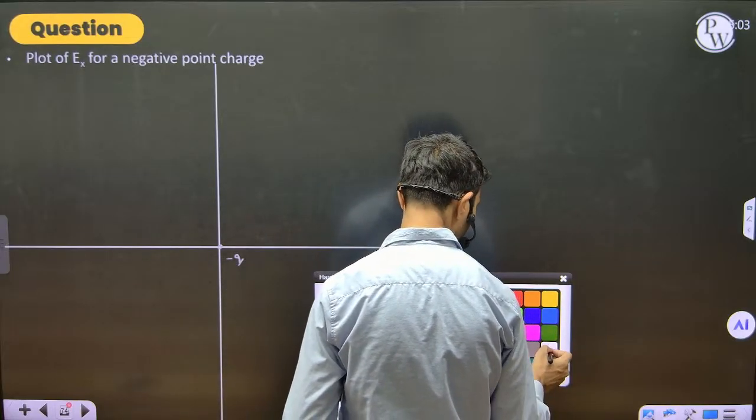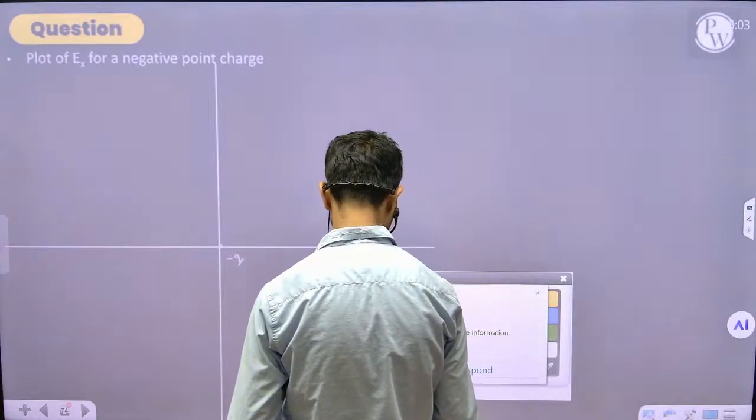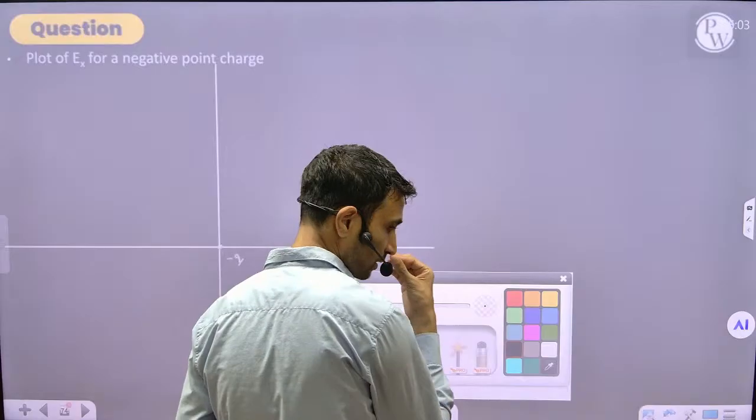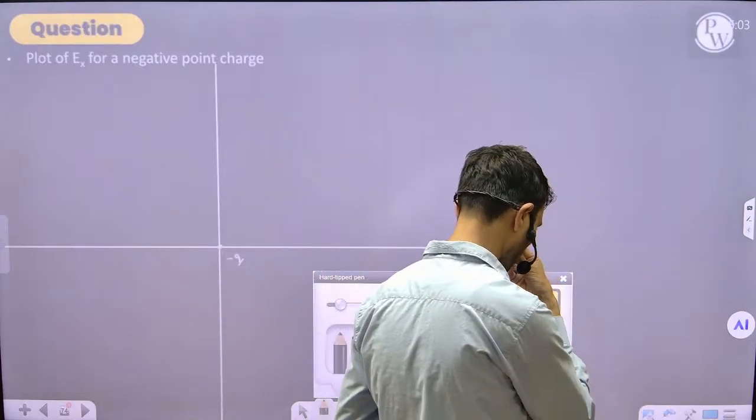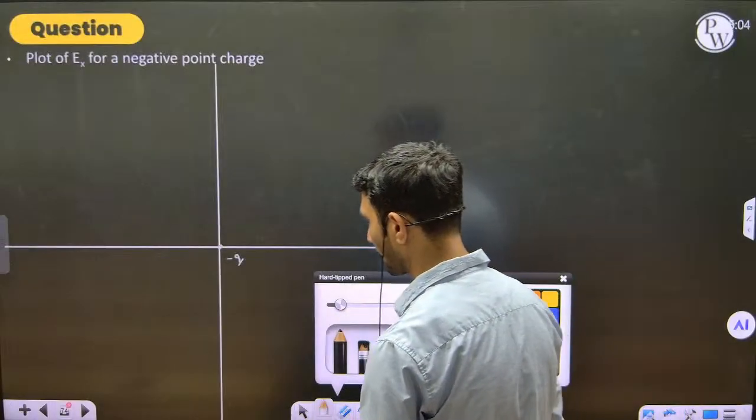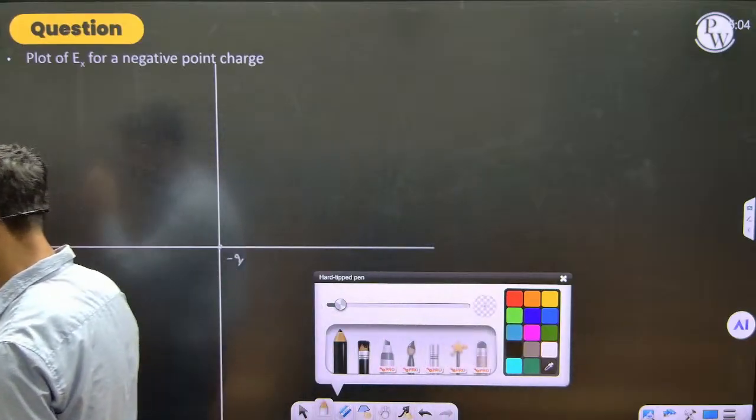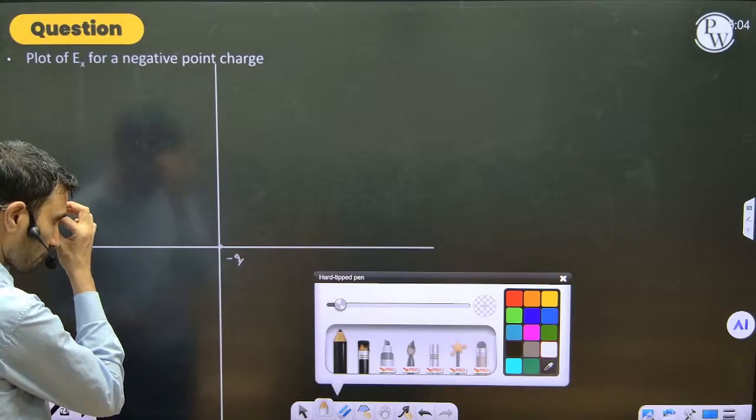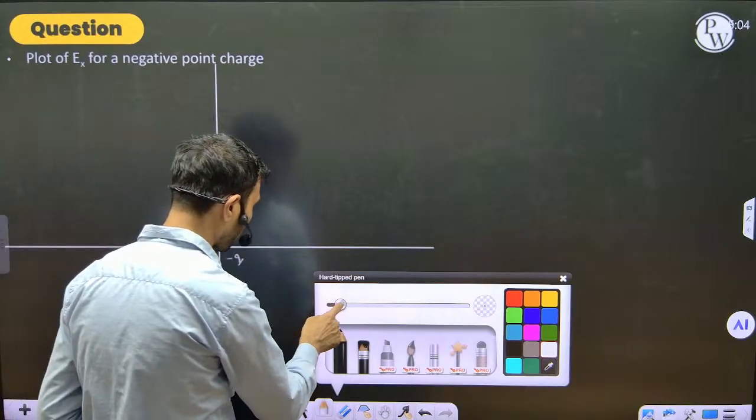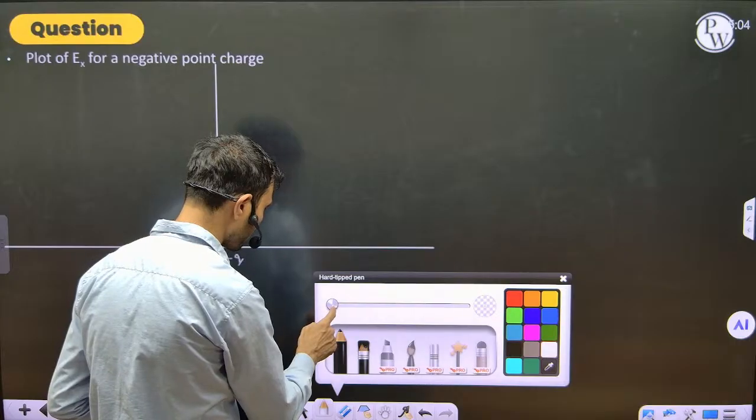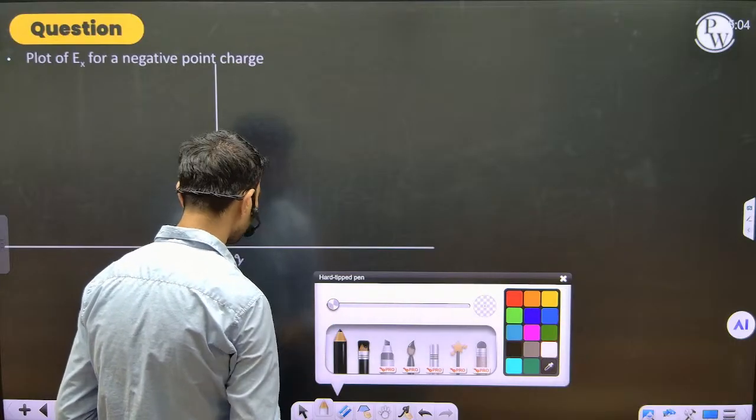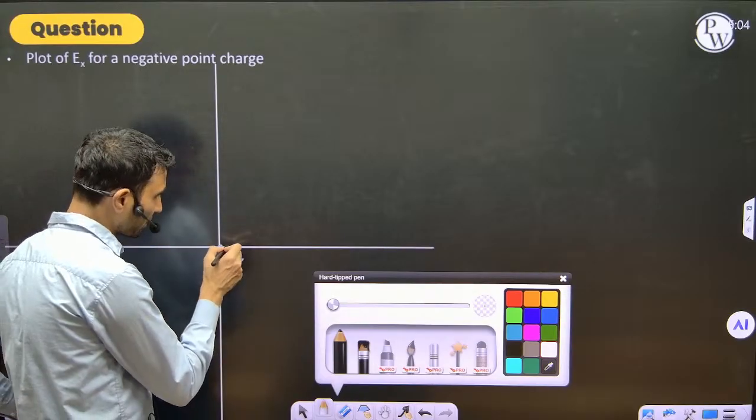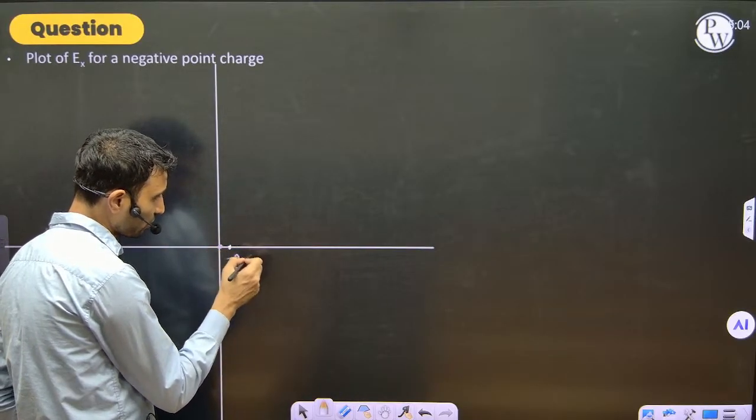So plot of electric field due to negative charge. So let's do that. How will the plot look like? Let's see. So what will be the electric field at this point? So what is the electric field formula?